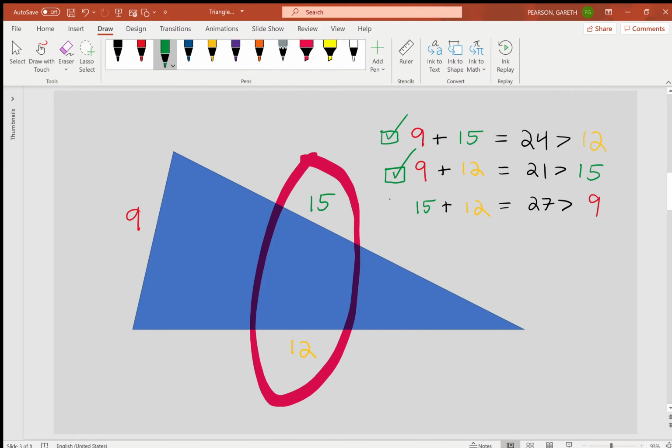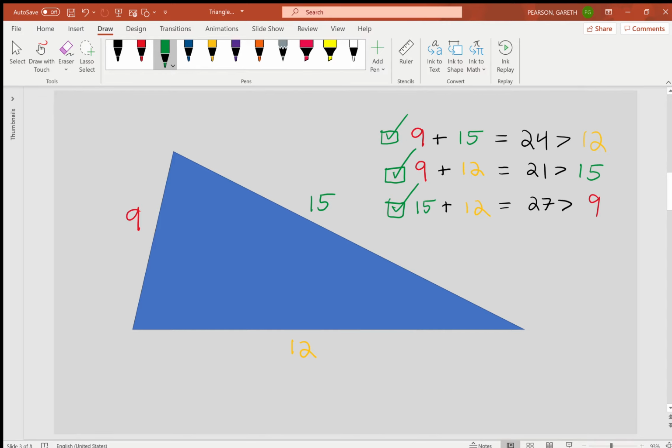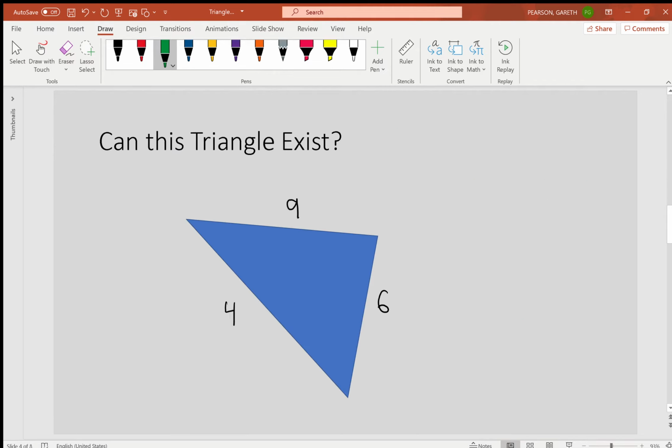So using the triangle inequality theorem, which sounds a lot more complicated than it is, we worked out that this triangle works. It passes the test. Notice how simple that is. You're just adding together two sides and finding out, is it bigger than the remaining side? That's all. Let's try it out some more.